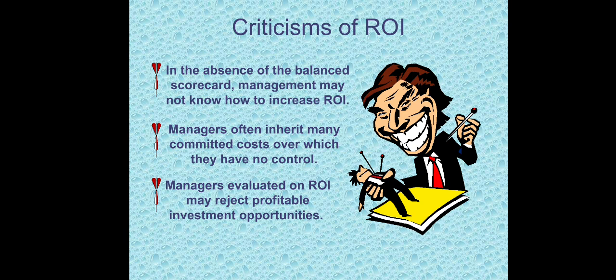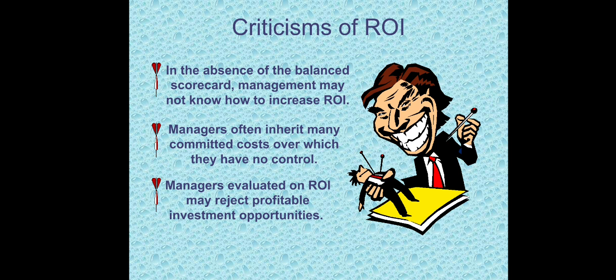Second, managers often inherit many committed costs over which they have no control. So remember about this. If you want to assess the performance of a manager by looking at the manager's ROI, always be aware that some costs are beyond the control of the manager. There is a principle in accounting that says you are responsible for the things that you can control only. You cannot be asked to be responsible for costs or things that you cannot control. When you want to assess the performance of a manager, make sure you are aware that he is responsible for the things that he can control only.